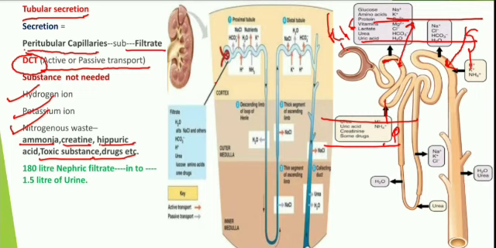Next one is, on average per day, our kidneys produce 180 liters of nephric filtrate. Out of 180 liters, we excrete only 1.5 liters of urine. Our body produces 180 liters of nephric filtrate, and out of that we excrete only 1.5 liters, because of all these three stages, including tubular secretion.